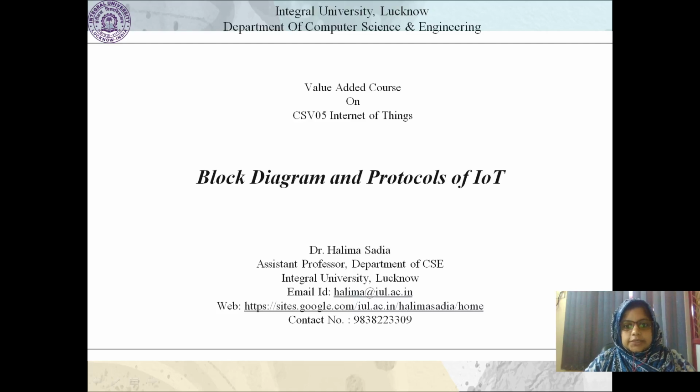I am Dr. Halima Sadia, Assistant Professor, Department of Computer Science and Engineering, Integral University, Lucknow. I am going to teach the module Block Diagram and Protocols of IoT in the value added course on CSV 05 Internet of Things.